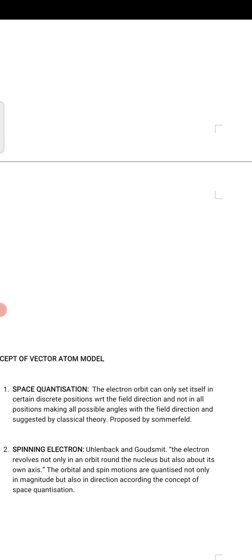Next, why did we develop the vector atom model? Because of some drawbacks in both the Bohr and Sommerfeld theories, Sommerfeld, Uhlenbeck and Goudsmit, and some other physicists developed the vector atom model. The vector atom model has two concepts. One is space quantization. The second one is the spinning electron.